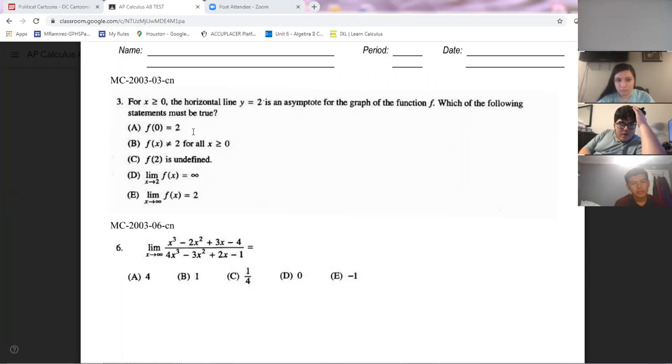Entonces, let's see the first one. So, déjame copiarlos. f of x equals 0, b, f of x different than 2 for all x positive. Yeah, c, f of 2 undefined. This is the limit, right? And e limit.